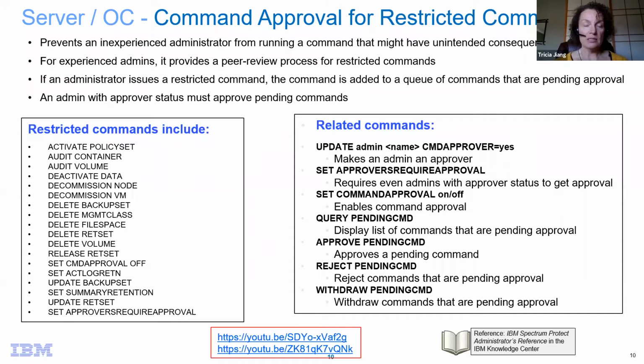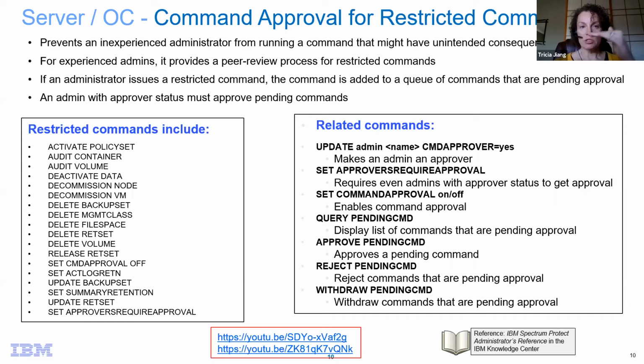So as an administrator, if I decide to turn on command approval, the first thing I have to do is decide who the approvers are going to be. And then I'm going to set my command approval on. And anytime this type of command like this release ret set is issued, either from a command line, from the API, or from the Operations Center, that command goes into a queue and is waiting until an approver comes along and says, yeah, that's okay, that's a valid command, go ahead and release it. Go ahead and execute that command.